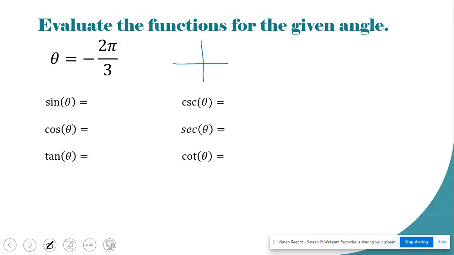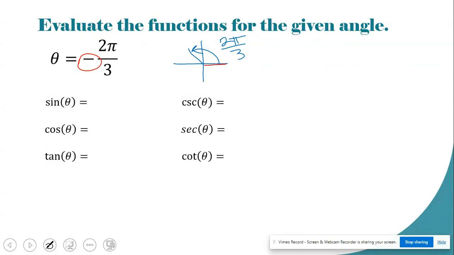Normally, if we were going to go 2 pi over 3, that's over here in quadrant 2. You would go 120 degrees, that's that way. That's positive 2 pi over 3, right? Or positive 120. But I'm asking for negative 2 pi over 3.